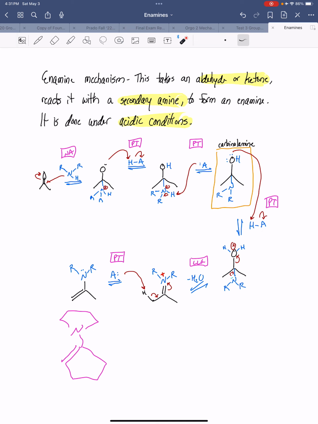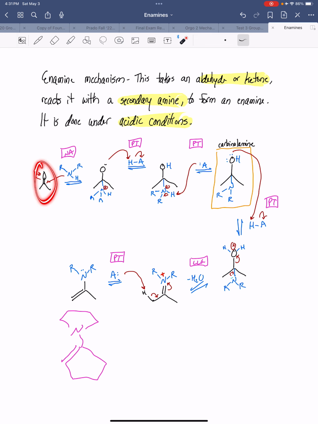And on this mechanism page, I've taken the liberty of highlighting what I just mentioned. You're allowed to start with an aldehyde or ketone. You're going to use a secondary amine, and you've got acidic conditions as needed. So let's walk through this mechanism, and then we'll do an example.